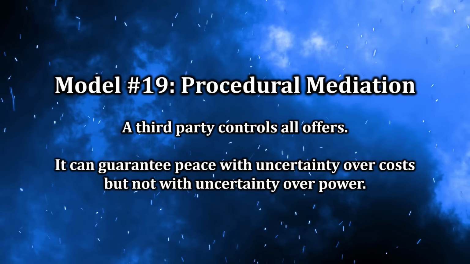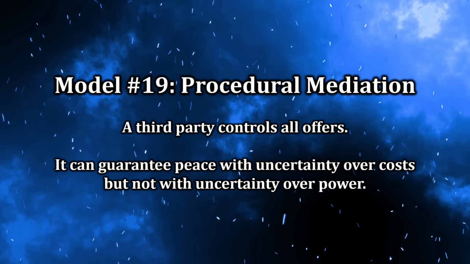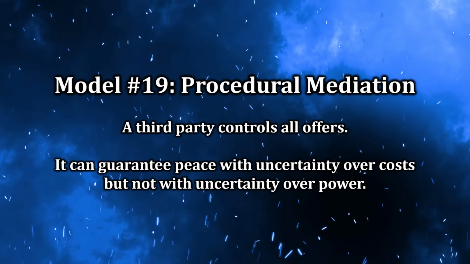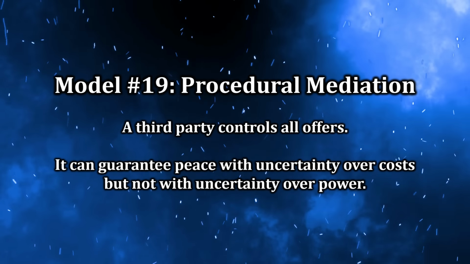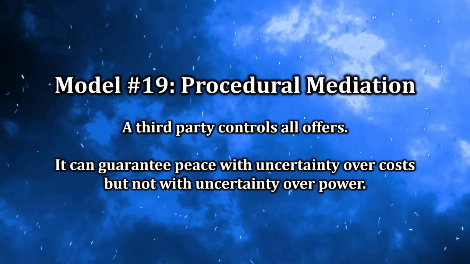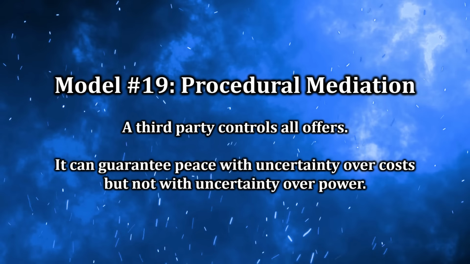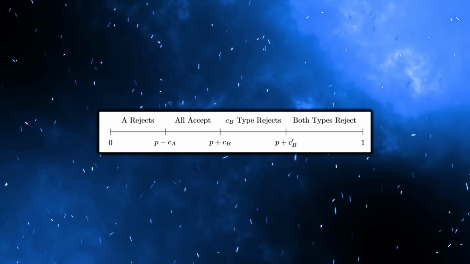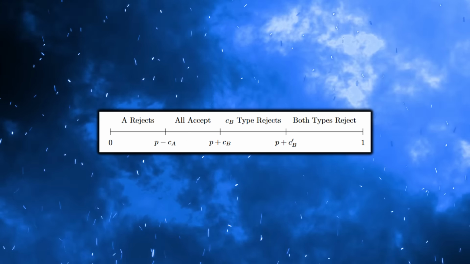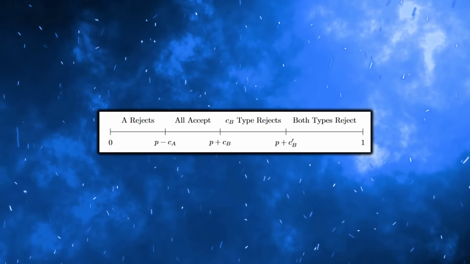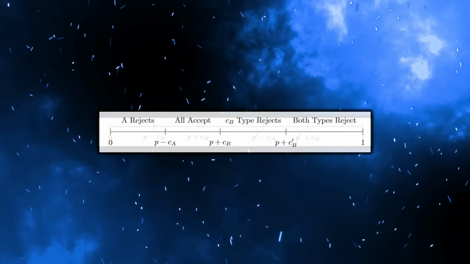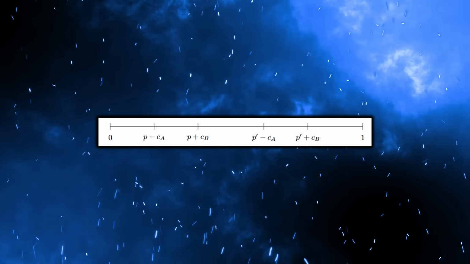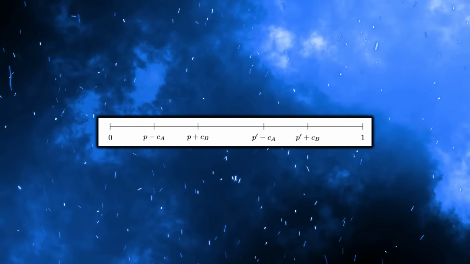Model number 19. Procedural mediation. What if a procedural mediator had control over the negotiations, meaning that it chooses the offer on the table rather than one of the parties in the conflict? With uncertainty over costs, a procedural mediator can guarantee a settlement by simply proposing something equivalent to the publicly known balance of power. That is not true when the balance of power is the source of the private information.